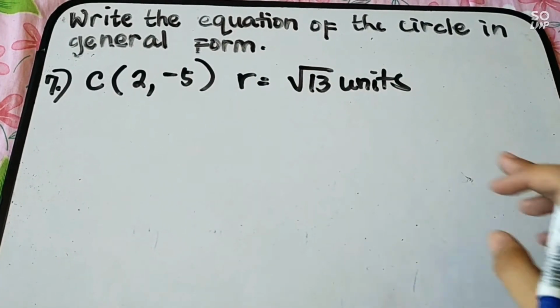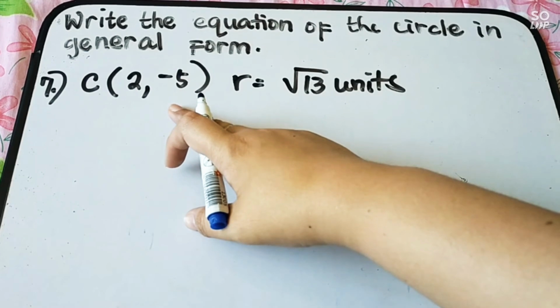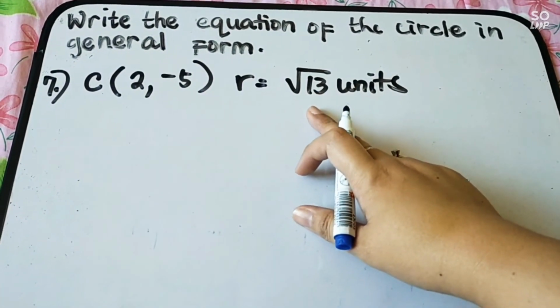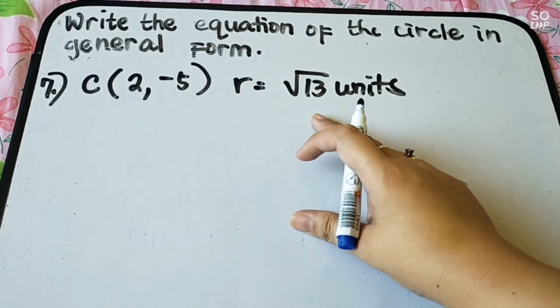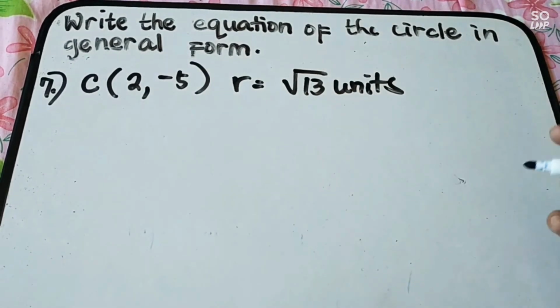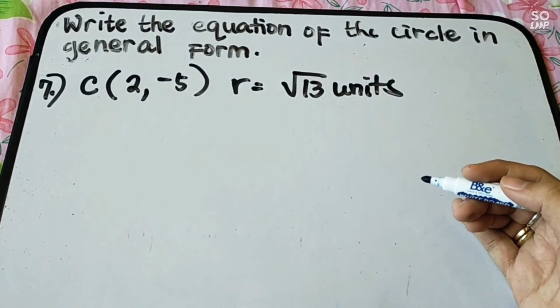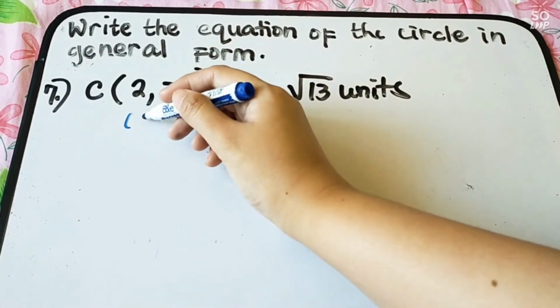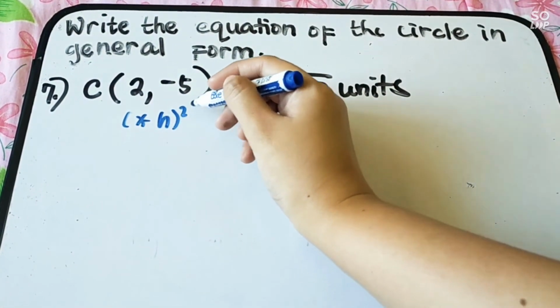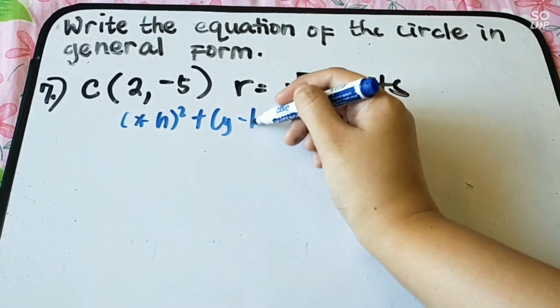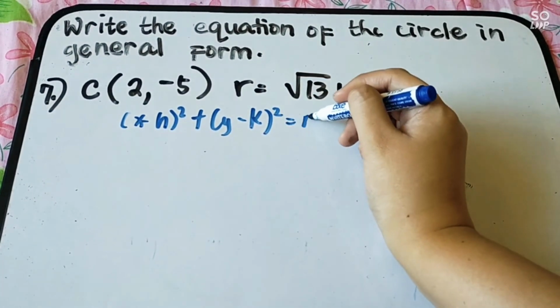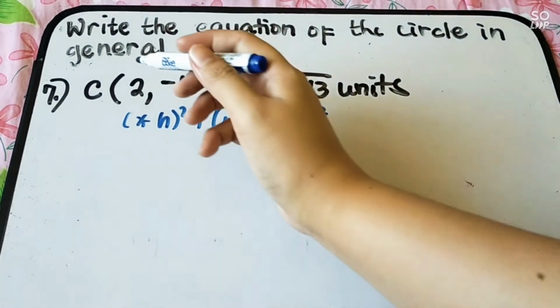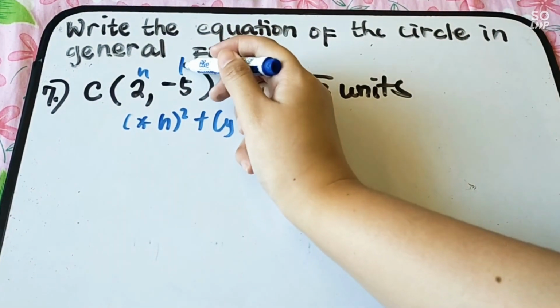Our given is, our center is 2 and negative 5 and the radius is square root of 13 units. So, center and radius ang given natin. So, kailangan natin i-change muna siya into standard form. Ulit natin na, standard form, x minus h squared plus y minus k squared is equals to r squared. So, this one is your h, then this is your k.